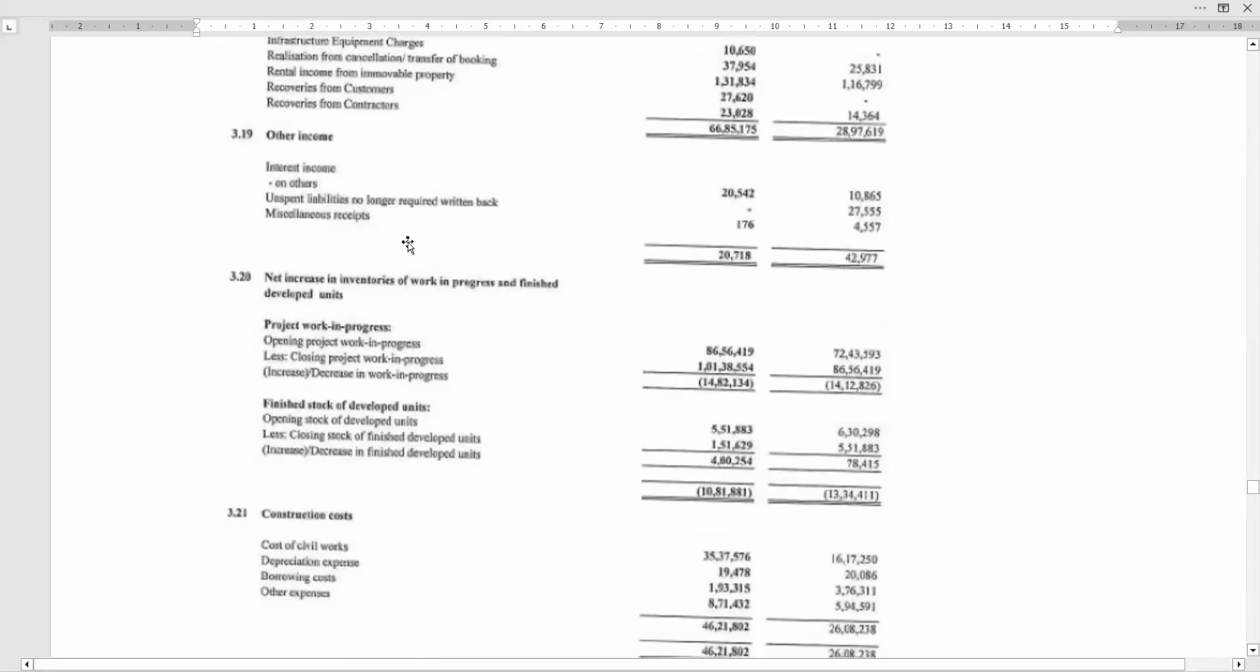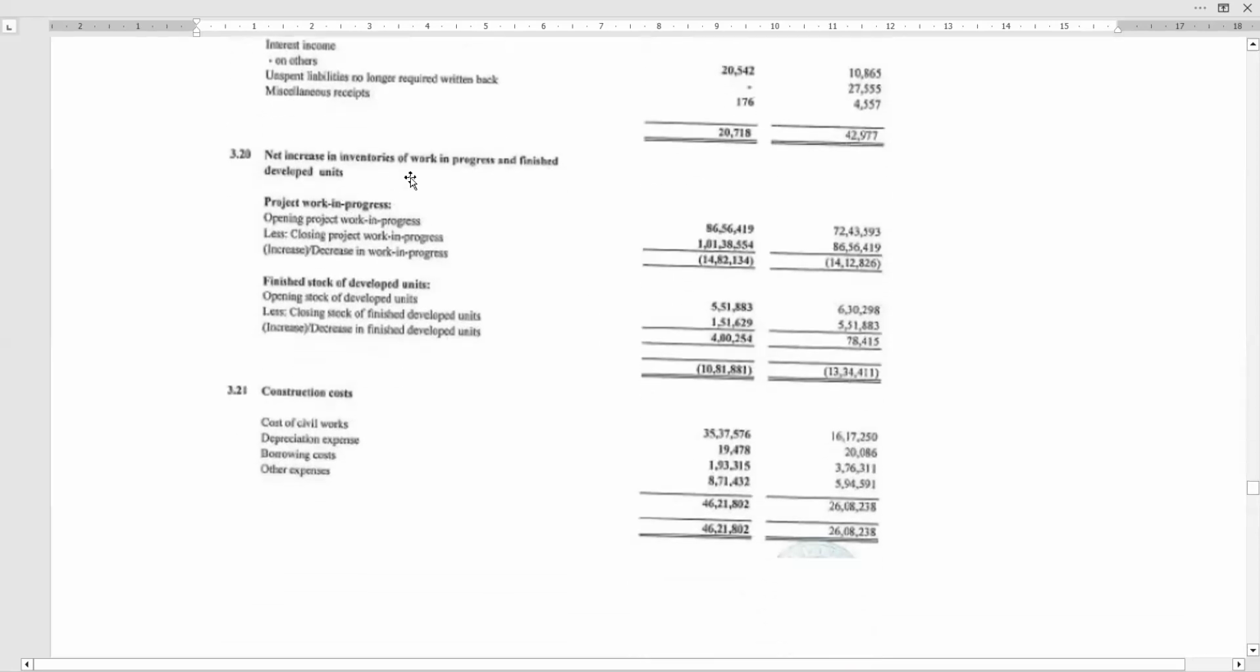Okay, now coming to other income: unspent liabilities no longer required written back. Okay, first interest income is there on others, 20,000 and 10,000, and unspent liabilities no longer required written back. So this is where they would have completed 3 years of liability period, so there is no more. It is due, nobody is claiming that money. So current year it is zero, but previous year it is 27,000. And miscellaneous income, any other receipts are there. Okay. Now, this is as far as income is concerned.